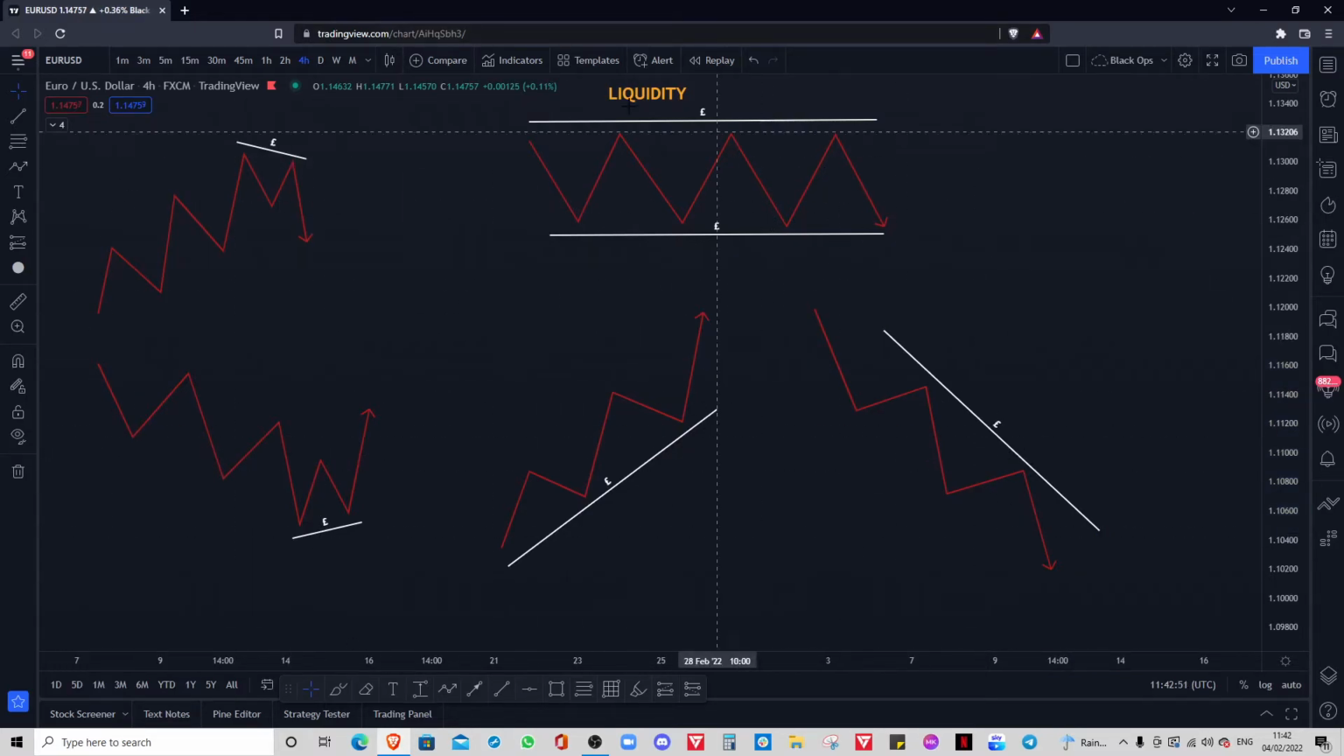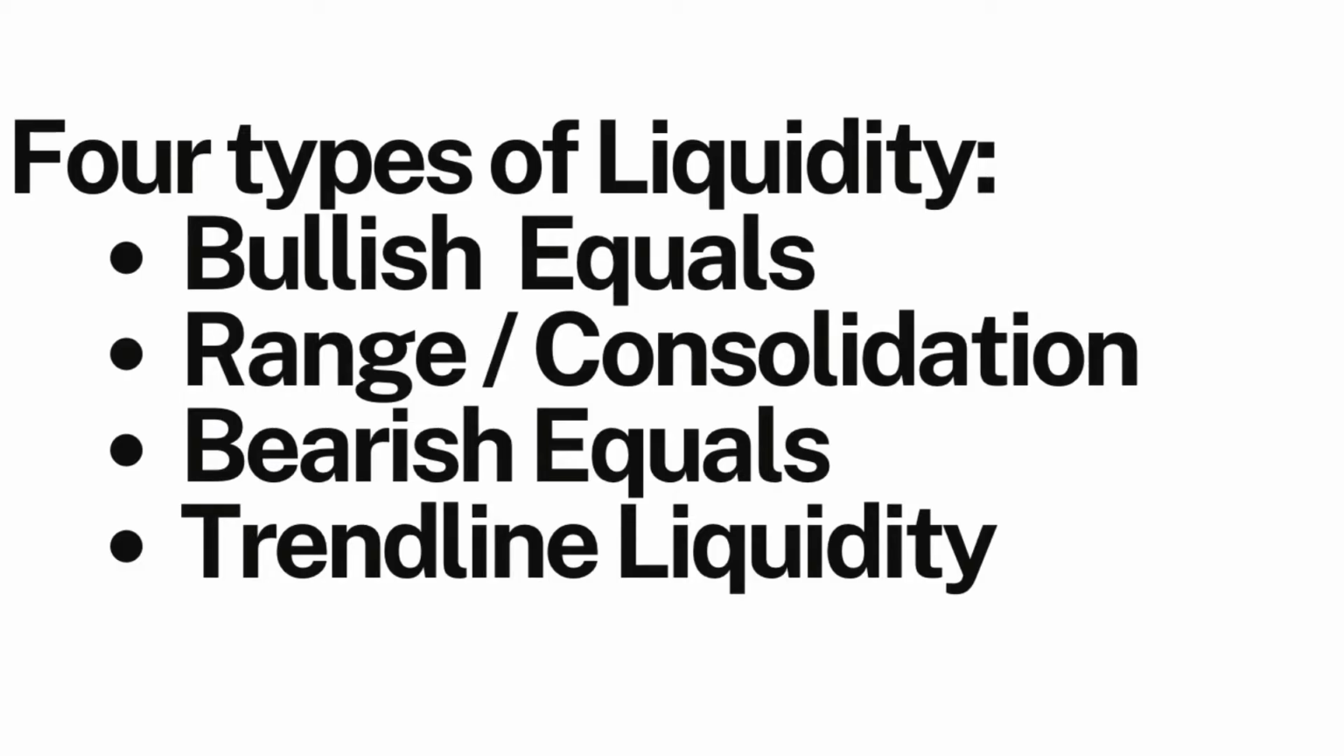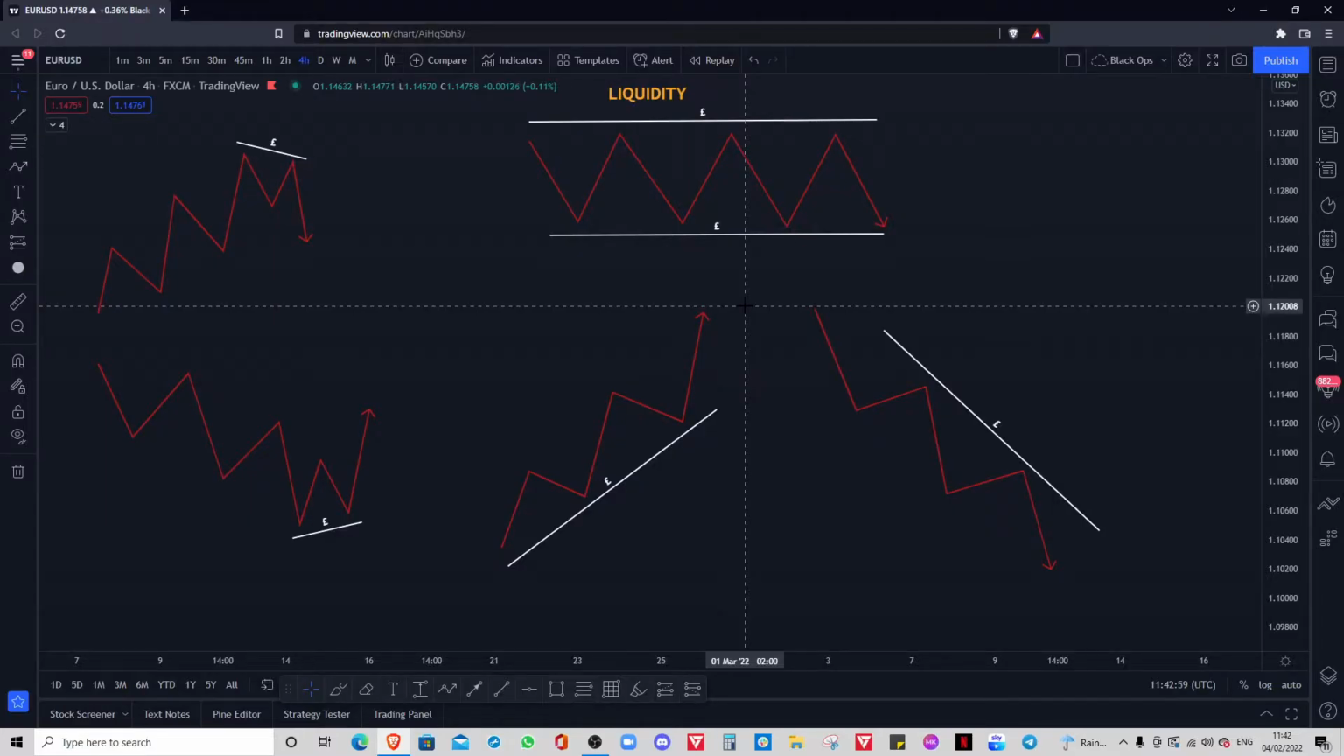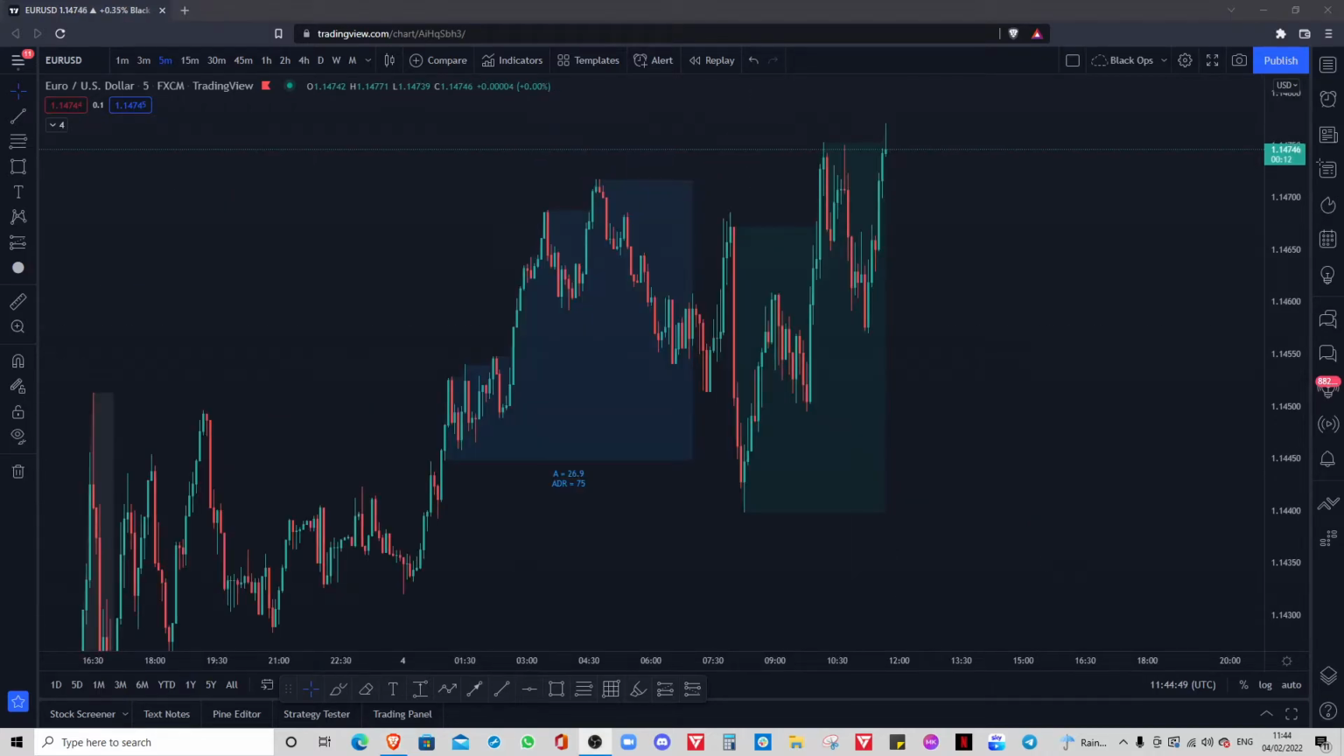Okay, so these are the types of liquidity. This is the type of liquidity that you're going to come across when you're trading. You've probably seen it before, you just didn't know what it was. You probably thought it was a trend line, or a consolidation box. Now let's have a look at some real examples of liquidity and how we can use it in taking trades. Okay, so let's have a look at this example. So this is actually an example from today.